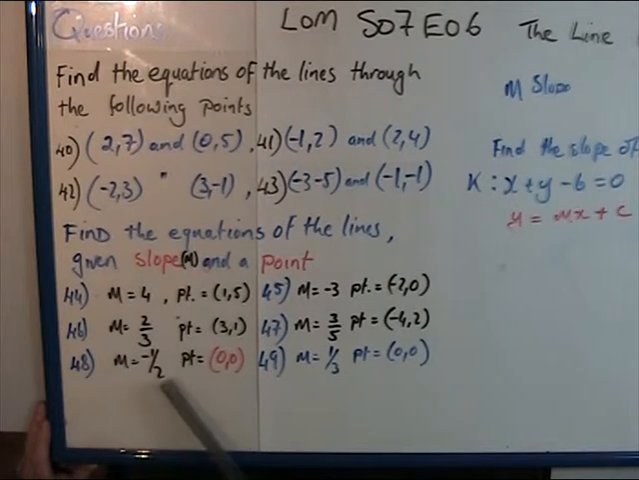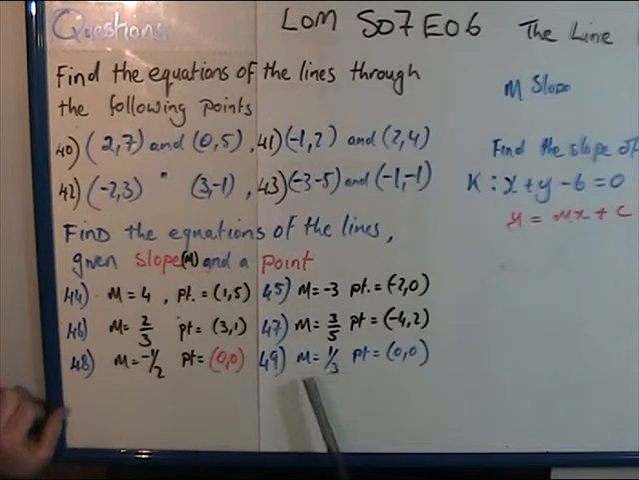Now down here is very interesting. It includes the point 0, 0, so it's passing through the origin. Very important here. So just put 0 and 0 and you'll have a nice little equation. And the same here, 0, 0 is the origin and a third is the slope. Minus a half is the slope for 48.